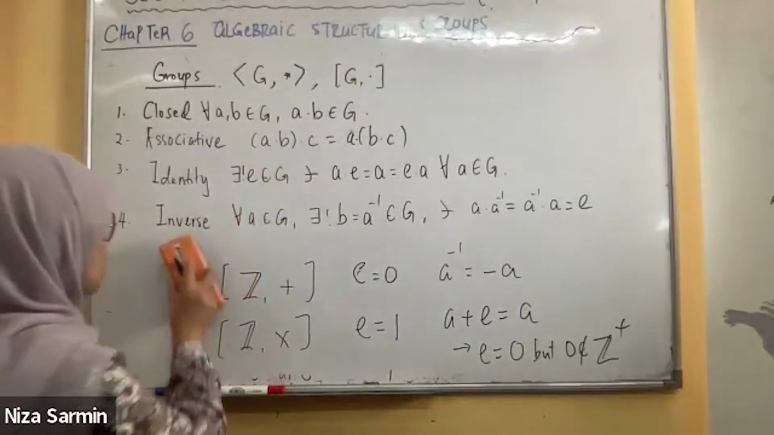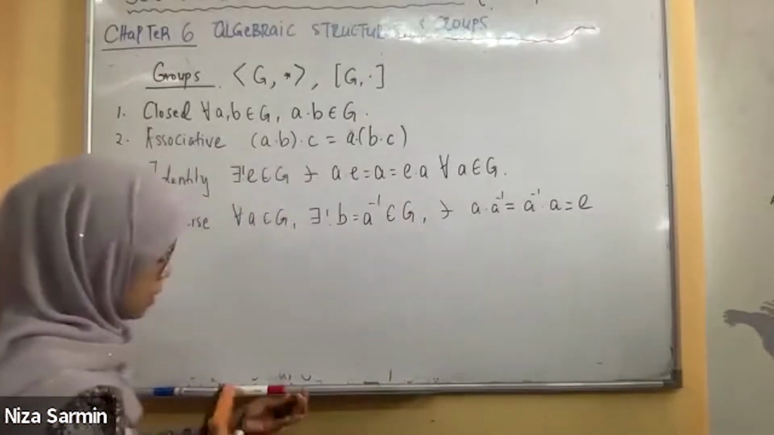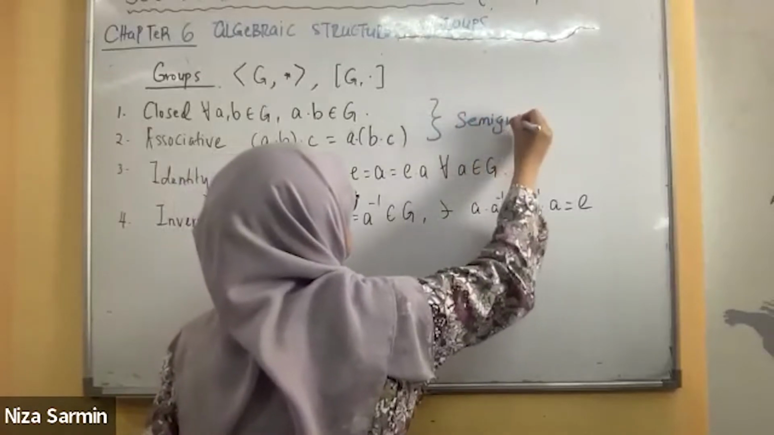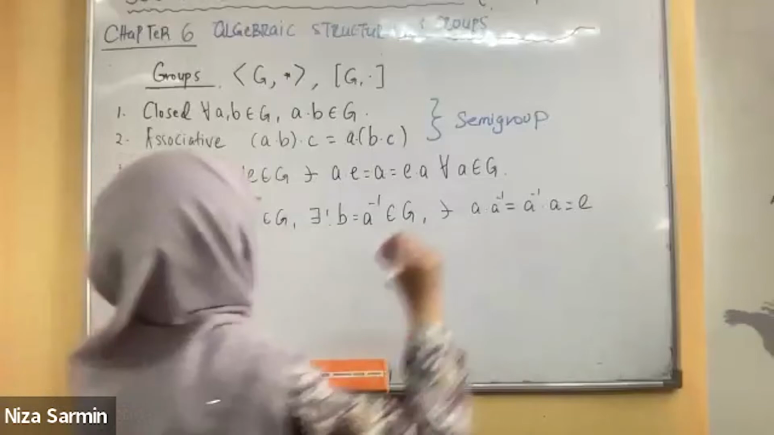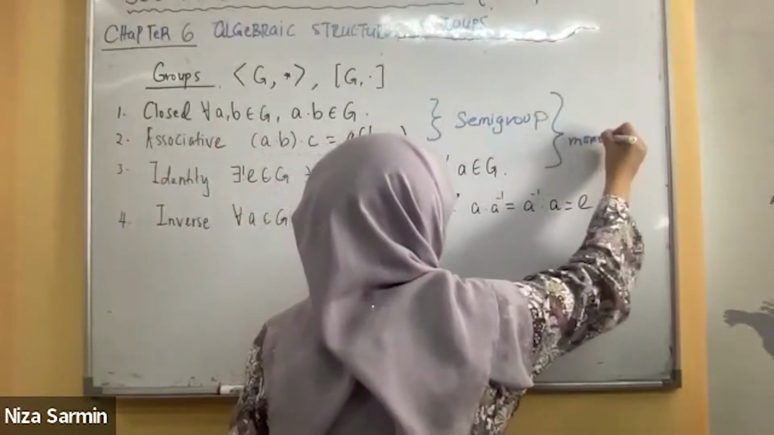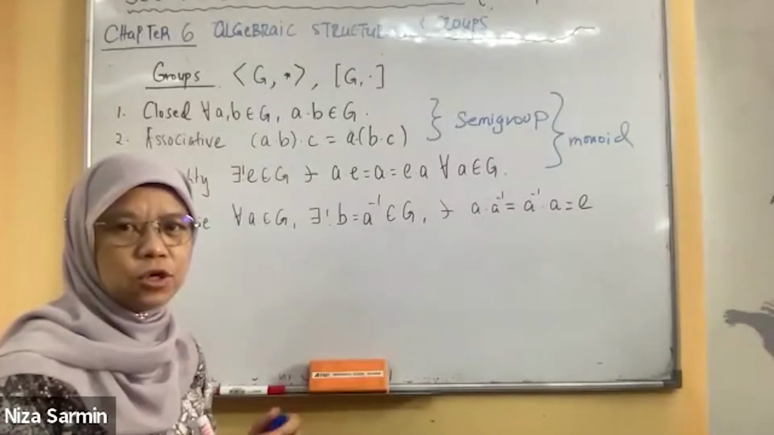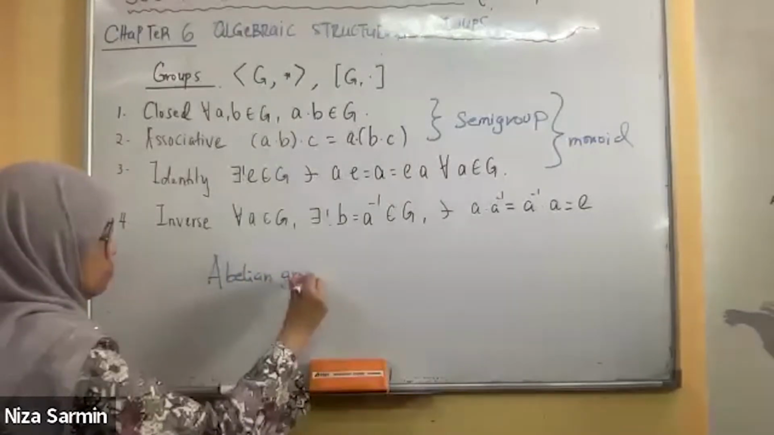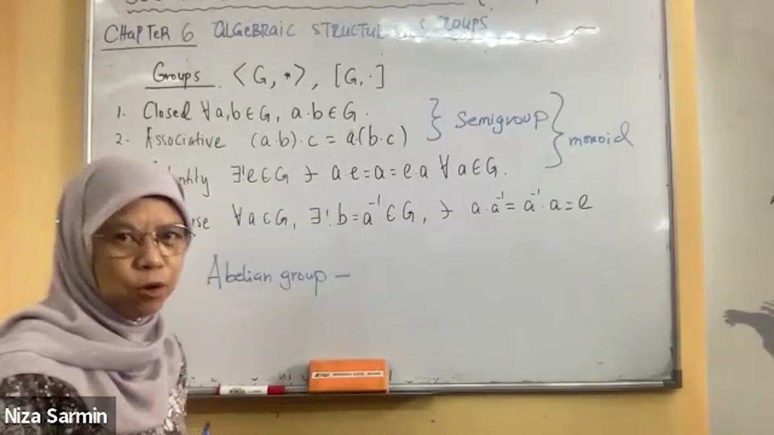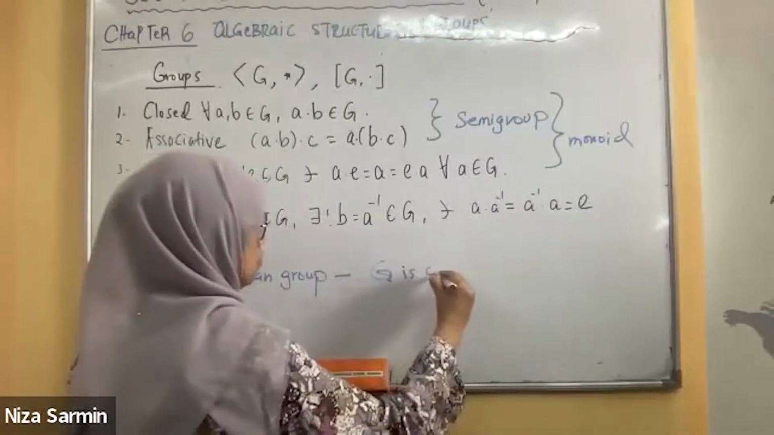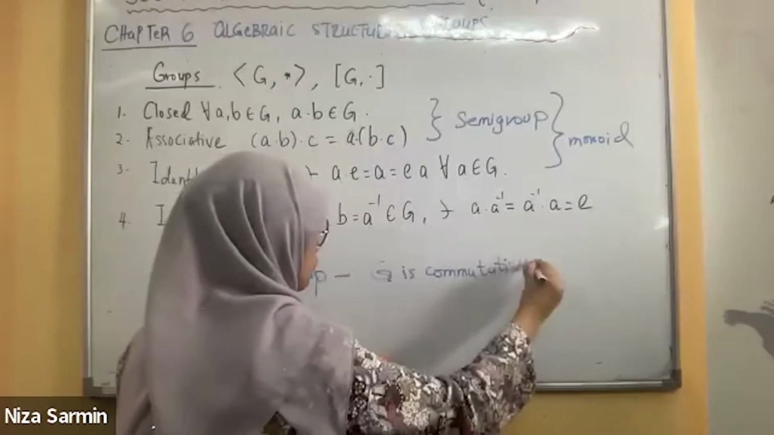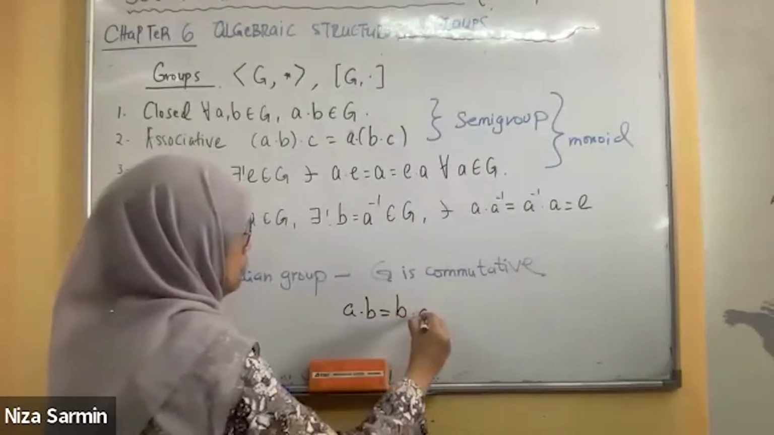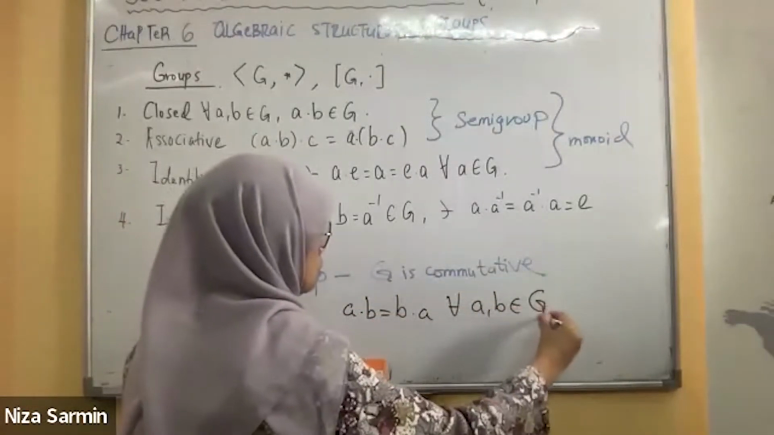Okay, so enough on this one, right? There is a special name for this. This is called a semigroup, right? And this is called a monoid. Then if you have all, this is called a group. And we stop at abelian group. So for abelian group, we add another property in which G is commutative. G is commutative means AB is BA for all A, B in G.